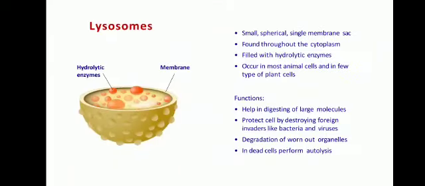Next, these are the lysosomes. A small spherical single-membrane sac is called a lysosome. It is found scattered throughout the cytoplasm. It is filled with hydrolytic enzymes, so it can carry out autolysis of dead particles. It occurs in most animal cells and a few types of plant cells.